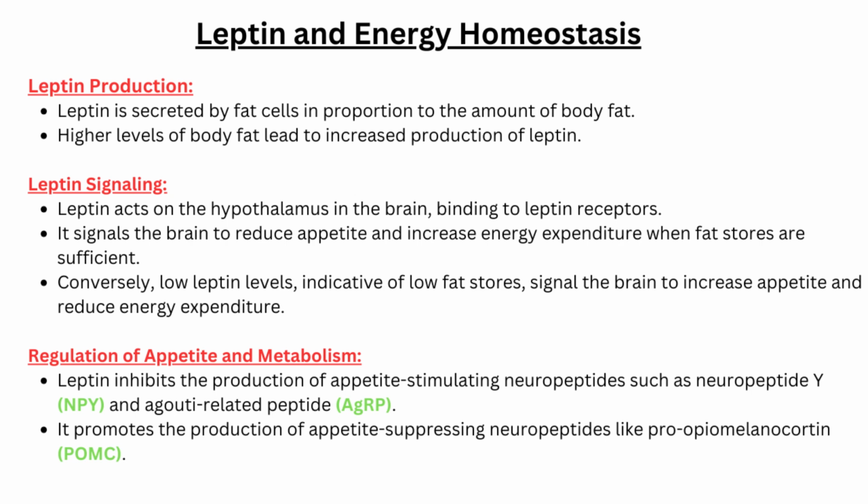In terms of regulation of appetite and metabolism, leptin inhibits the production of appetite-stimulating neuropeptides, such as neuropeptide Y, NPY, and agouti-related peptide, AGRP. At the same time, it promotes the production of appetite-suppressing neuropeptides like proopiomelanocortin, POMC, thus playing a critical role in maintaining long-term energy balance and regulating body weight.